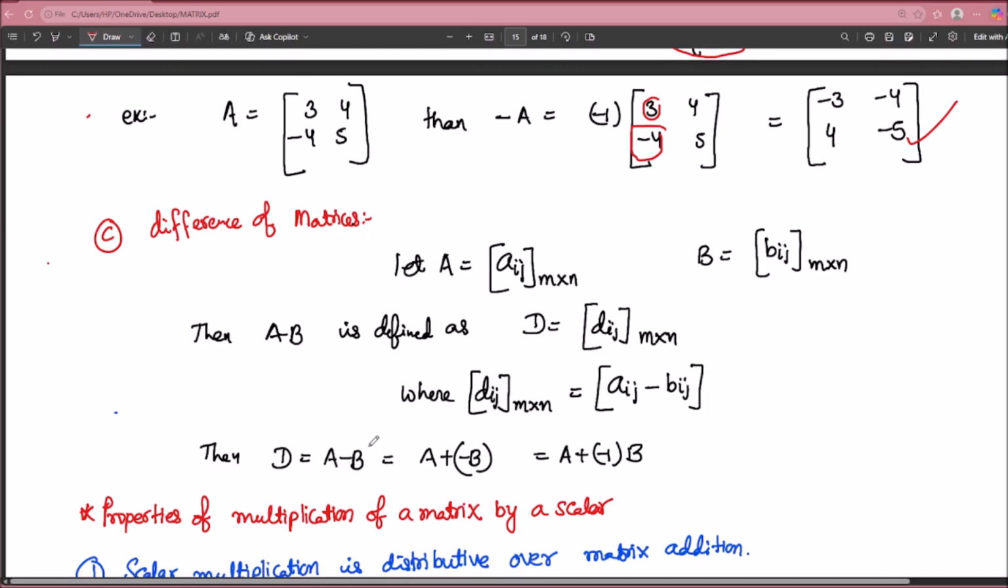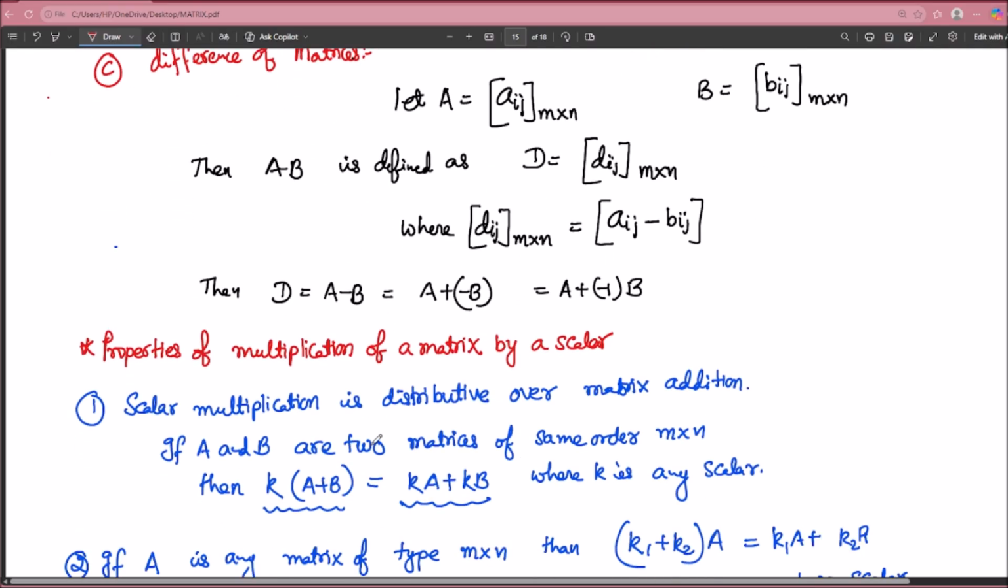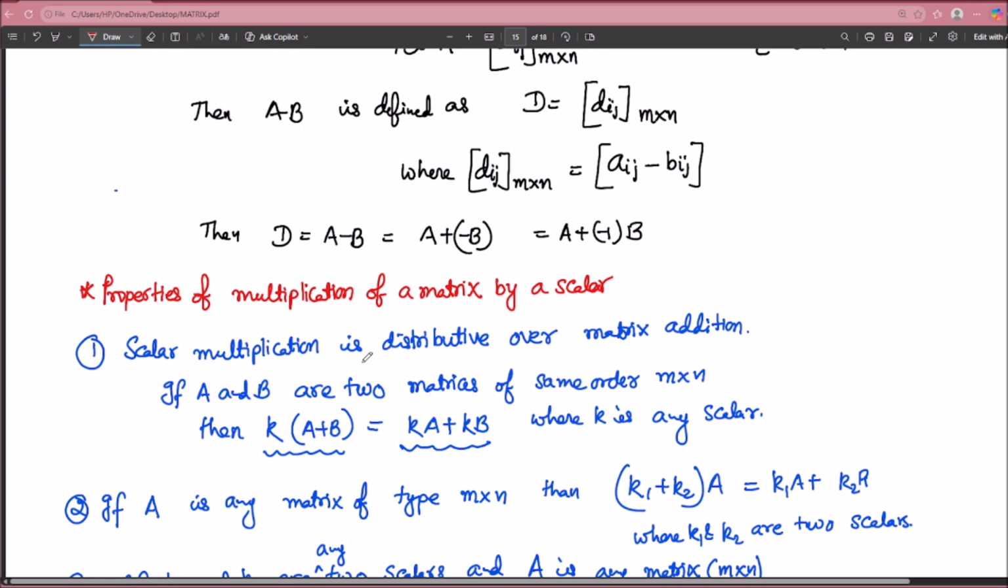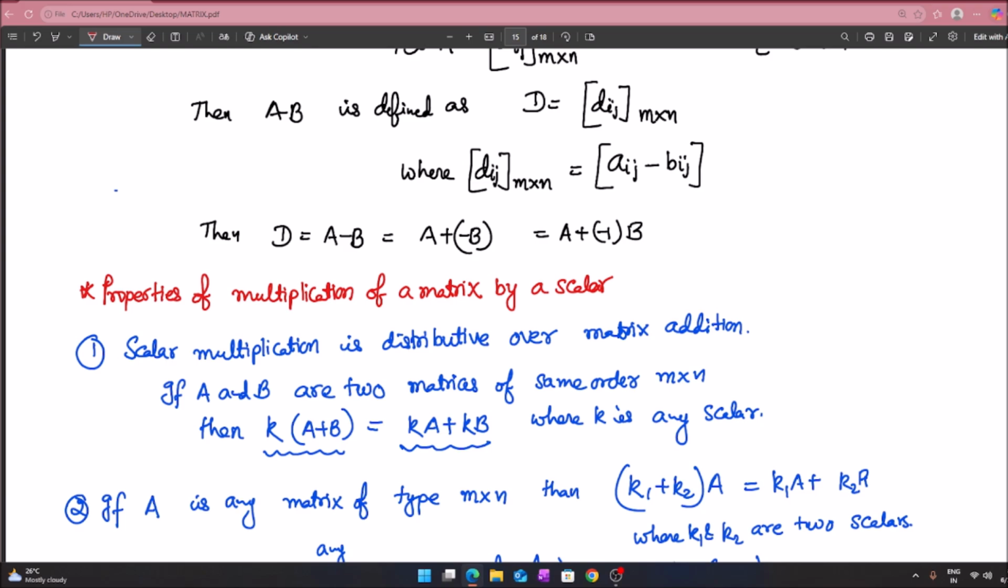Now there are some properties of multiplication of a matrix by a scalar. The first property is that scalar multiplication is distributive over matrix addition. That is, if A and B are two matrices of the same order m into n, then k times (A plus B) is equal to k times A plus k times B. मतलब individually दोनों को हम लोग अलग अलग कर सकते हैं, where k is any scalar. The second property is, if A is any matrix of type m into n, then (k1 plus k2) into A is equal to k1 A plus k2 A, where k1 and k2 are two scalars. Simply ये algebra के rules को follow कर रहा है.